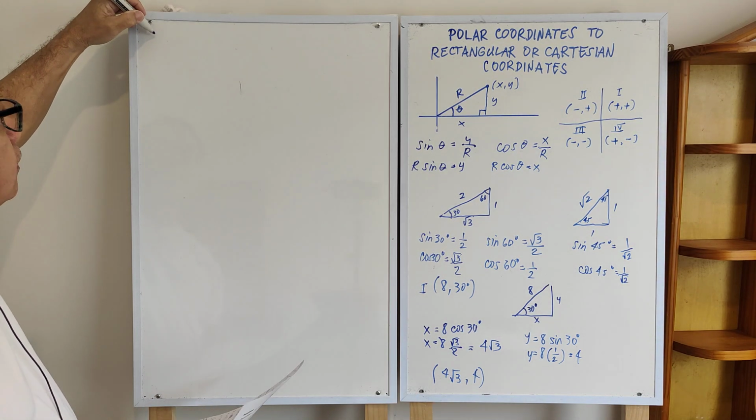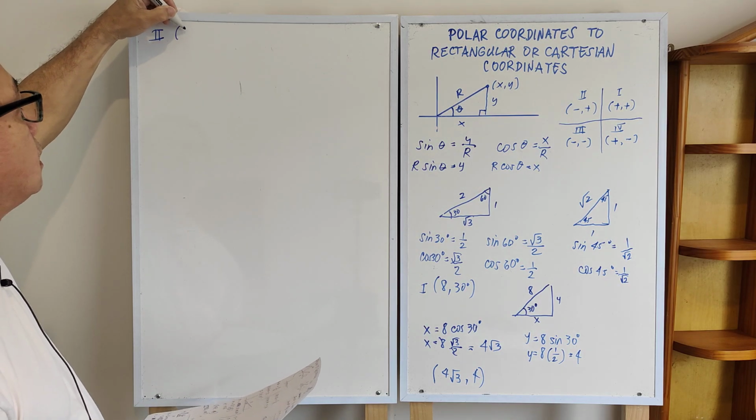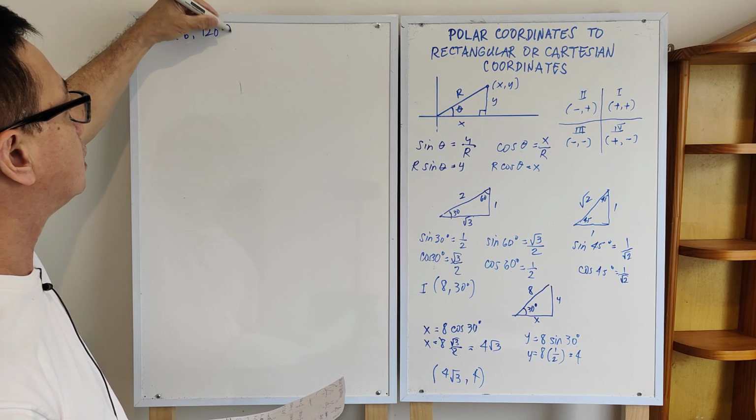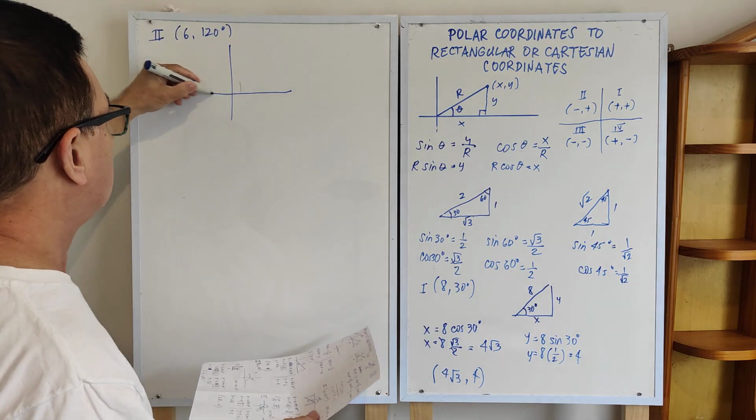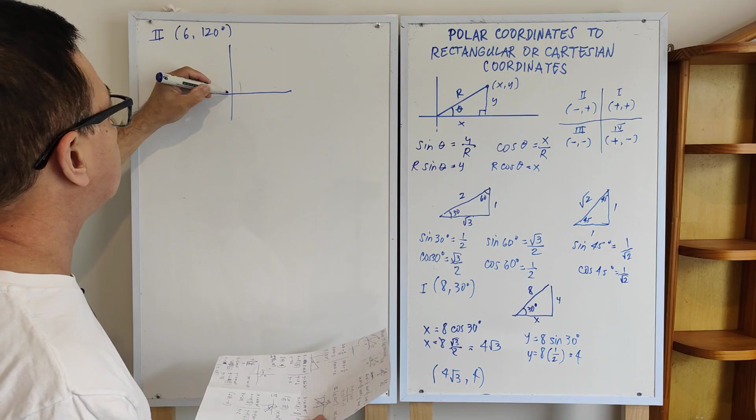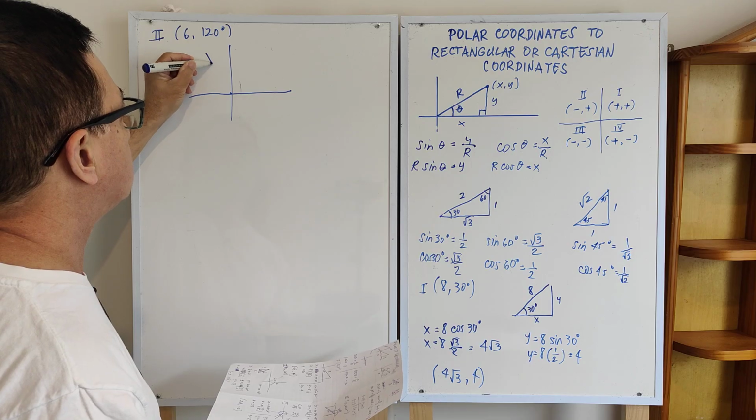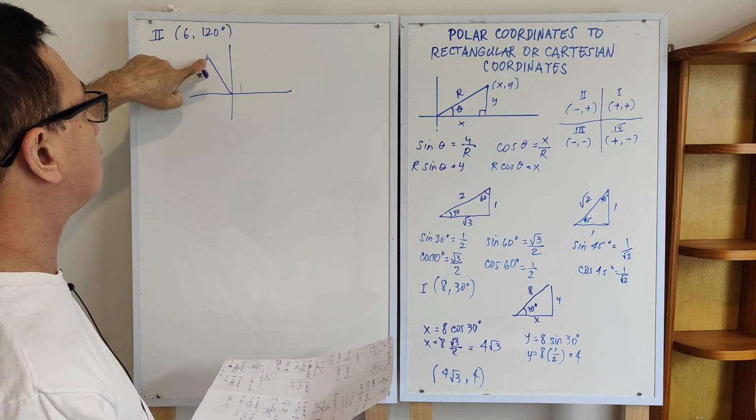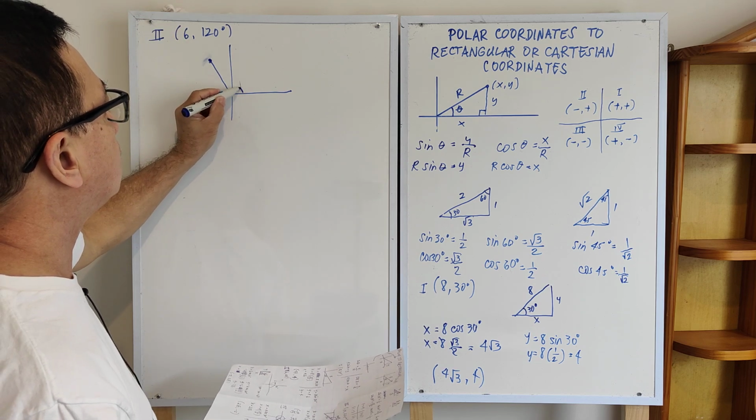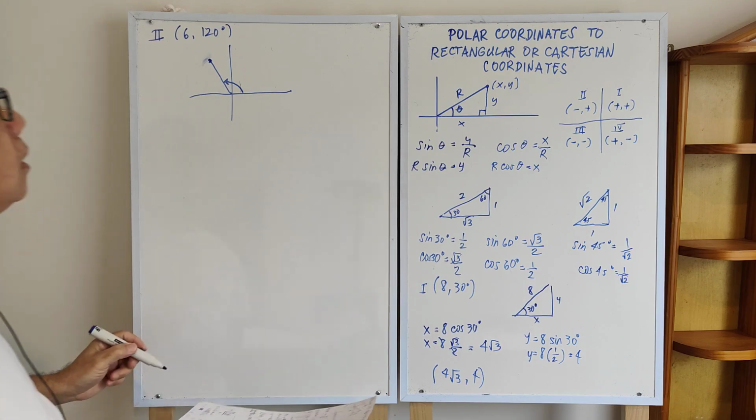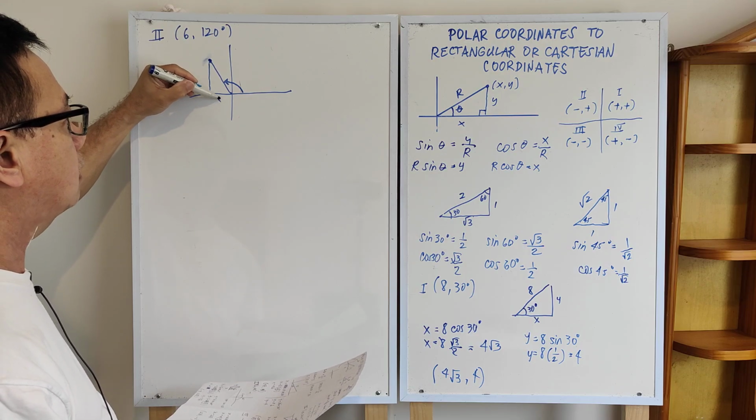Example 2, which is in the second quadrant, is 6 and 120 degrees. So let me draw that one. So this is 90. So this will be 30 degrees after 90. So let's say this is 6 units. So this is 120. Now this is the one that we want to get. So this is your x, this is your y.